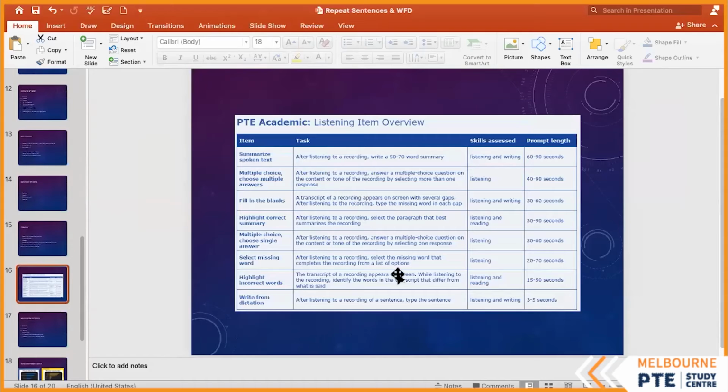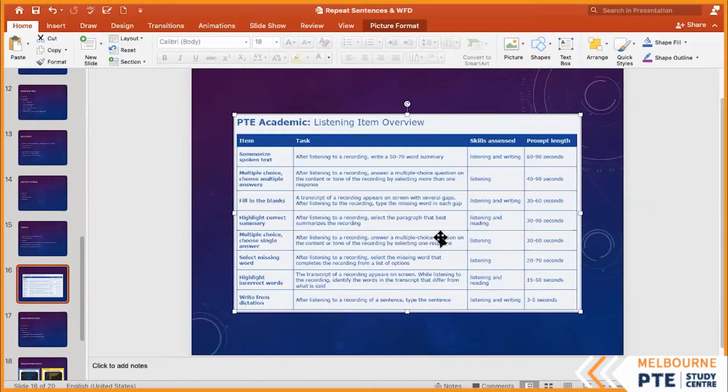Write from dictation is part of your listening. And it comes at when? At the end. Write from dictation is the last task that you will be doing for your exam.